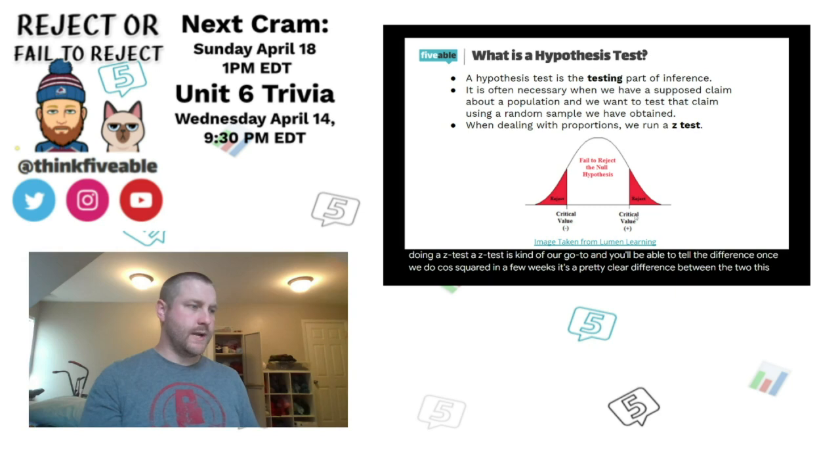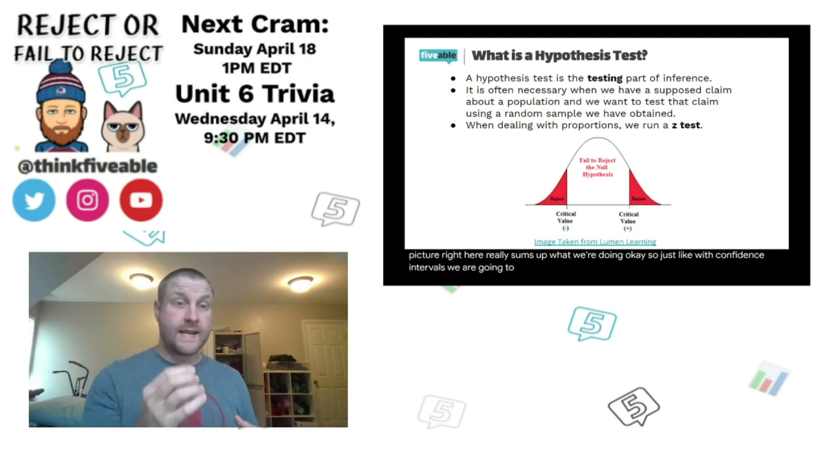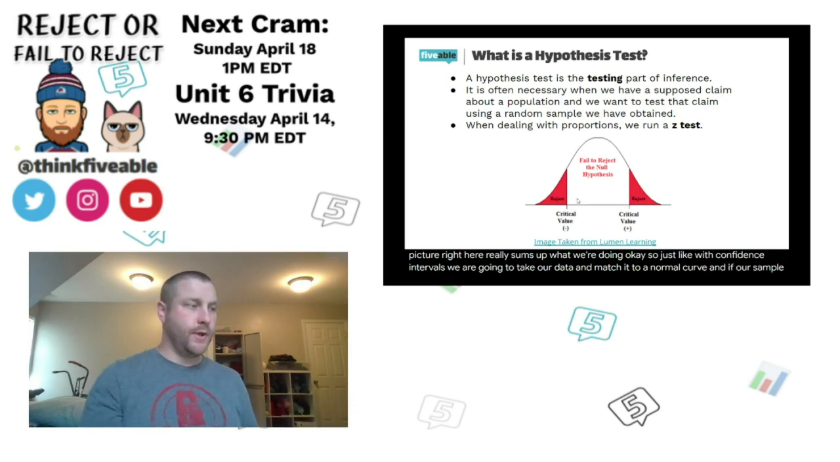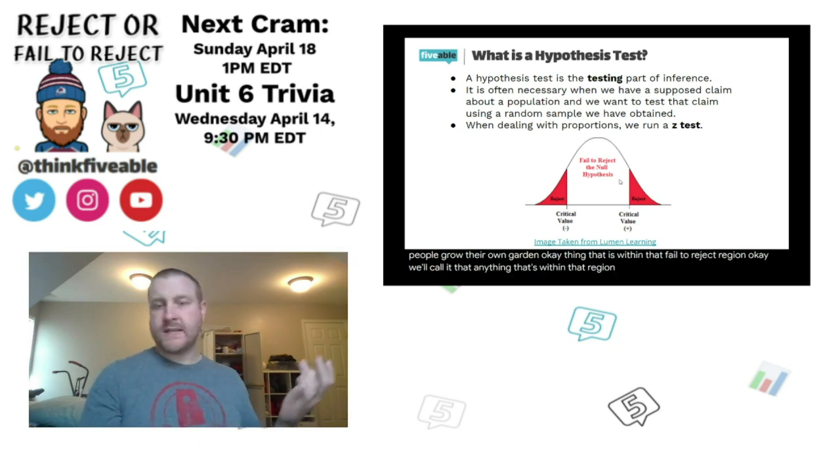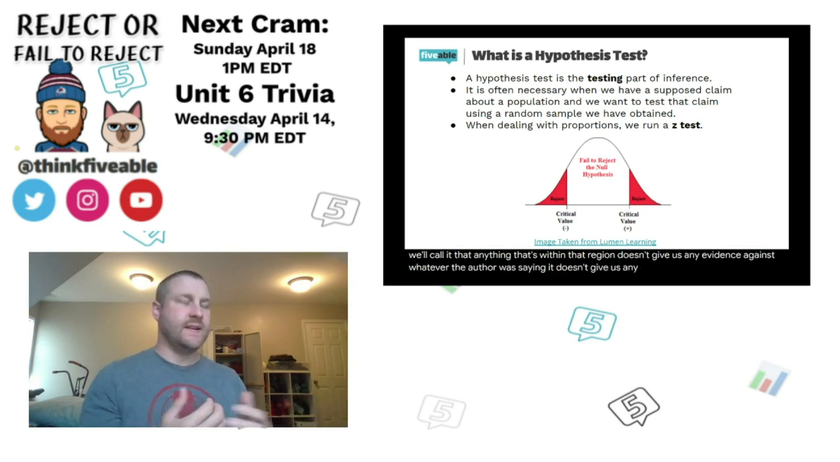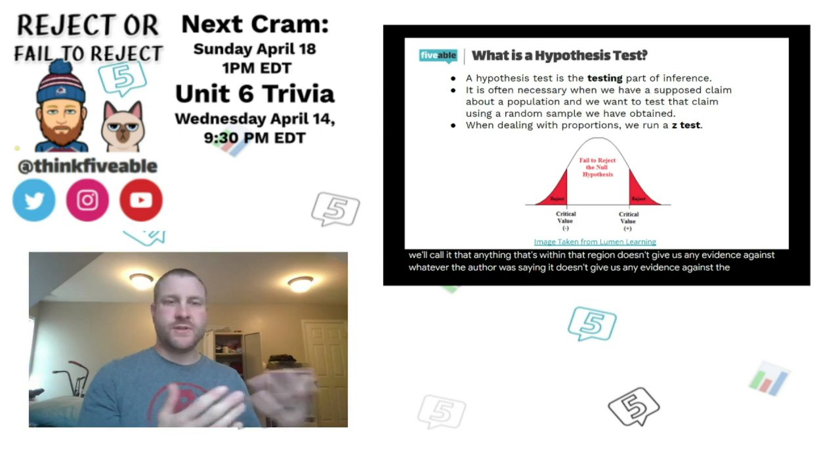All right, now this picture right here really sums up what we're doing. Just like with confidence intervals, we are going to take our data and match it to a normal curve. The middle of our normal curve, that's our mean, is going to be whatever the population claim is. You know, the article says that 20% of people grow their own garden. Anything that is within that fail to reject region, we'll call it that, doesn't give us any evidence against whatever the author was saying. It doesn't give us any evidence against the 20% of people plant their own garden.